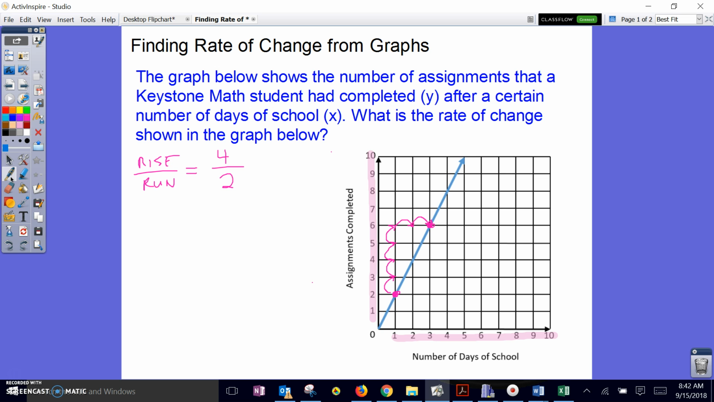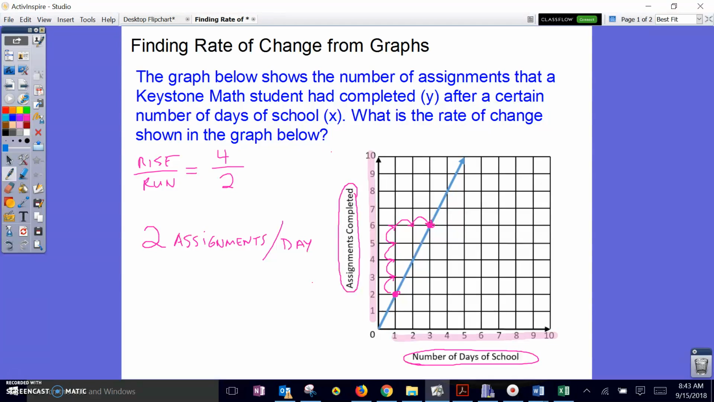Now, all I want to do after this is simplify my rate of change and identify the units. So 4 over 2 is going to give me 2 for my rate of change, and then the y unit is assignments completed, so this is going to be 2 assignments per my x variable, day. So this Keystone Math student completed 2 assignments per day working on the course.